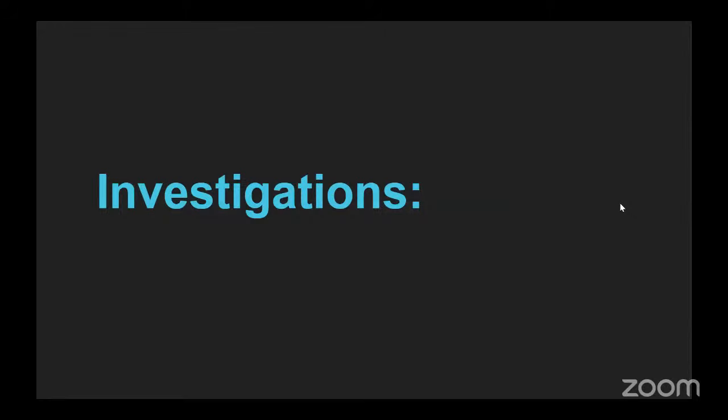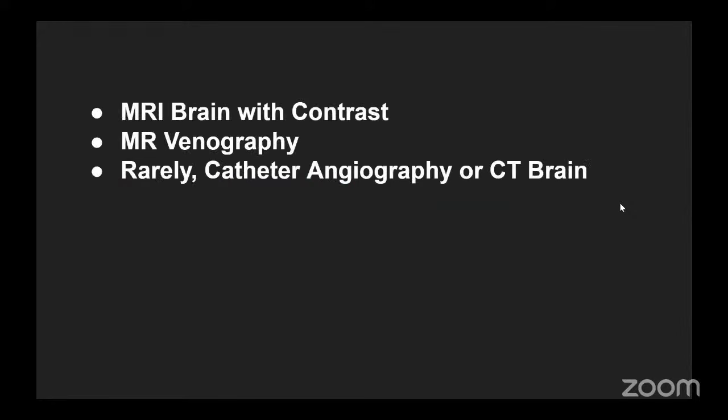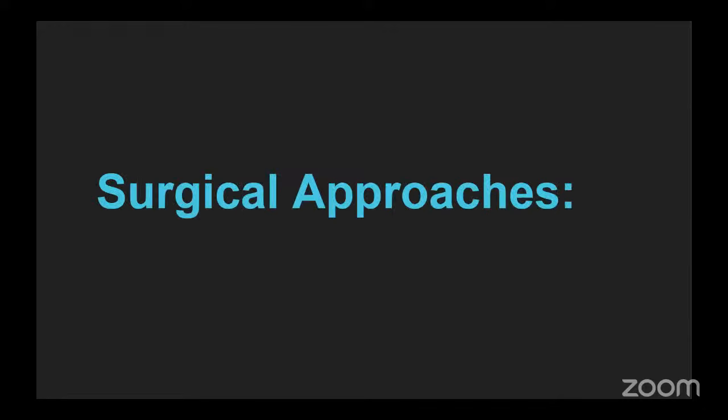What are the investigations? There are only 3 investigations. MRI brain with the contrast. We are going to need an MRV to delineate the sinuses, whether they are patent or not, whether they are involved or not. Very rarely catheter angiography, especially if the torcula is involved and we want pinpoint venous localization. CT brain is usually not indicated. And as I've mentioned previously, there is no role of angioembolization in these patients.